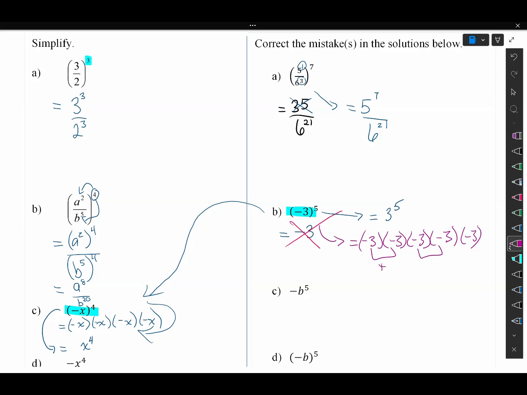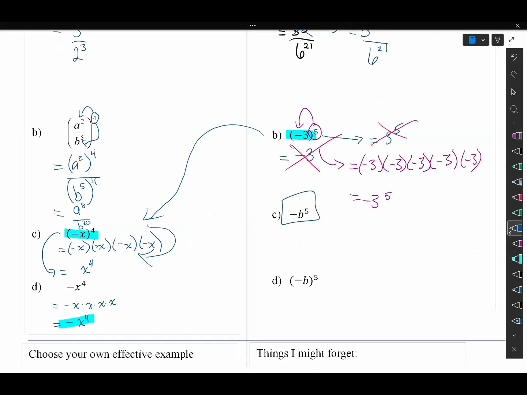I have 2 negatives here. They cancel to make a positive. And this has no other negative to cancel with because there were only 5 negatives I was working with. So in this case, my exponent 5, because it's an odd number, there are only an odd number of negatives to work with, this negative will carry through. Negative 3 to the exponent 5 is just negative 3 to the exponent 5 with no brackets.